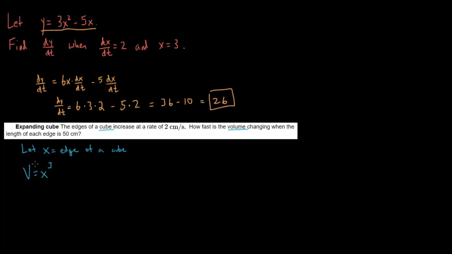That's how you find the volume of a cube. Pretty basic. All right, so let's see, what do we know here? It says the edges of a cube increase at a rate of 2 centimeters per second. So if x is the edge of a cube, I know it's expanding, so it's going to be positive. The rate of change, dx/dt, with respect to time, is 2 centimeters per second. And I want to know how the volume is changing when x equals 50 centimeters.